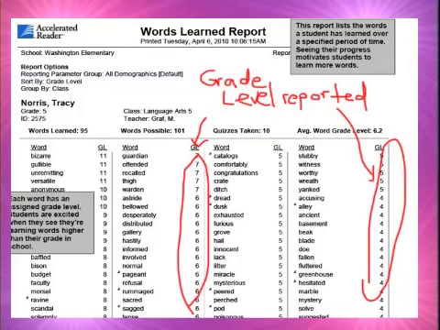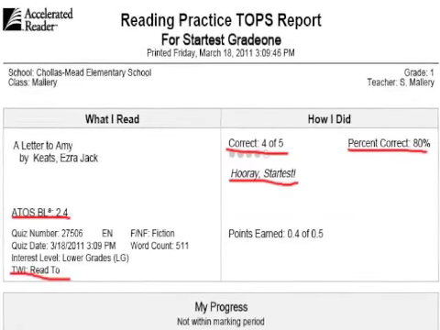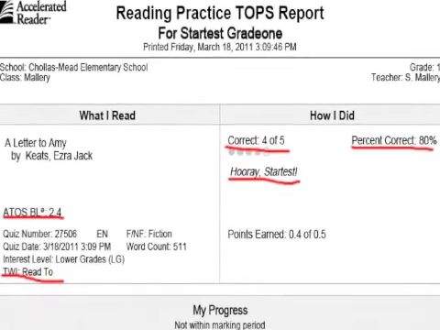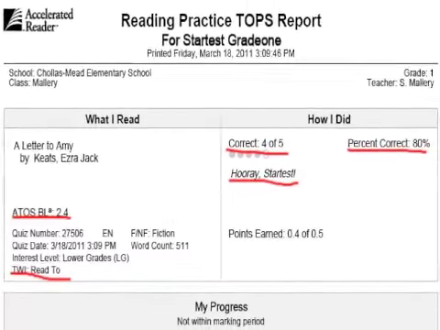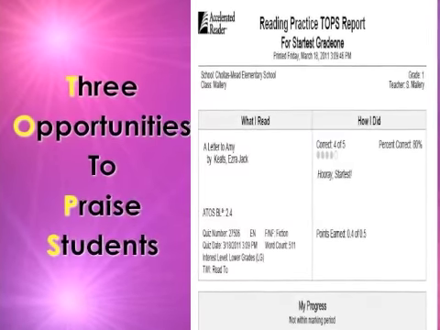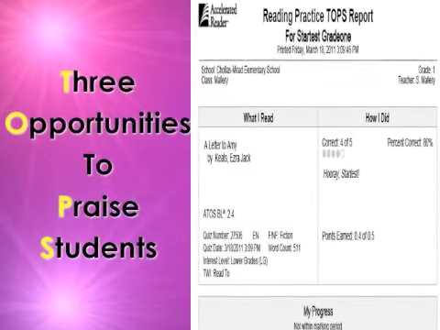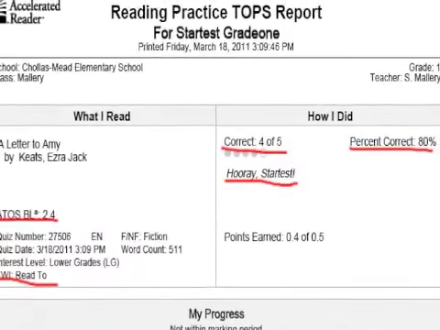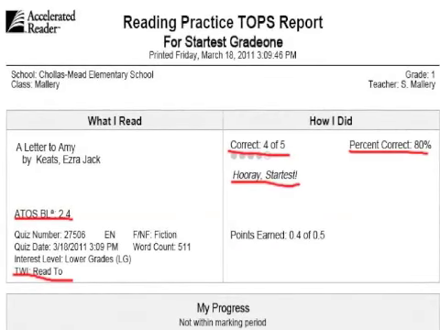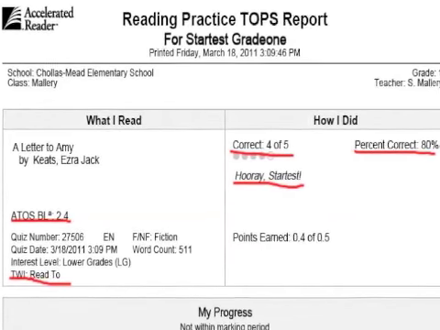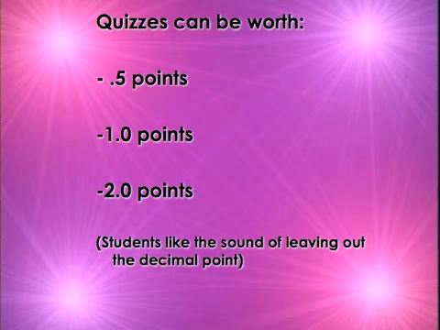Well, my teacher lets me print out a TOPS report after I take my reading quiz. Mine does too. I heard her say that it means 3 opportunities to praise students. I always get 3 praises or more. I do too. I pick out books at my ZPD level. I pass, and a lot of times I get 80% or 100%, and I always get the highest number of points on my quizzes. And some tests have 5, 10, or 20 points.